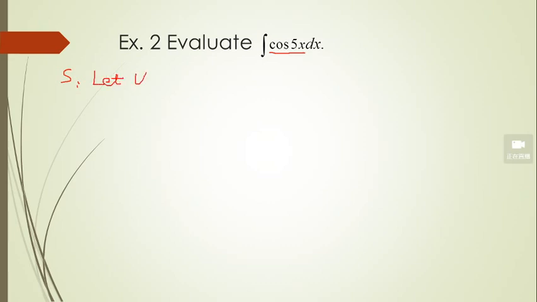This is a pretty simple function for u. My u is g(x), which is just 5x. Then du over dx, which means the derivative of g, is pretty simple: just the constant 5.